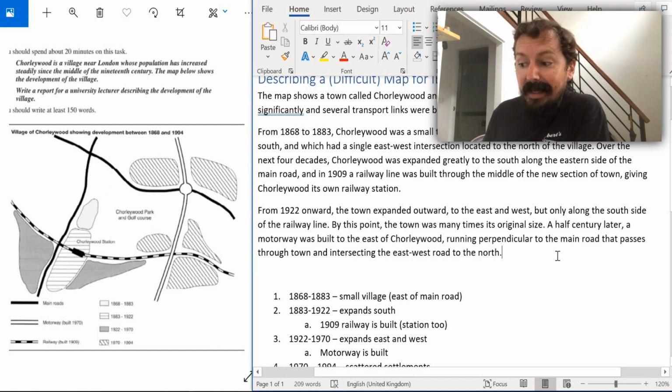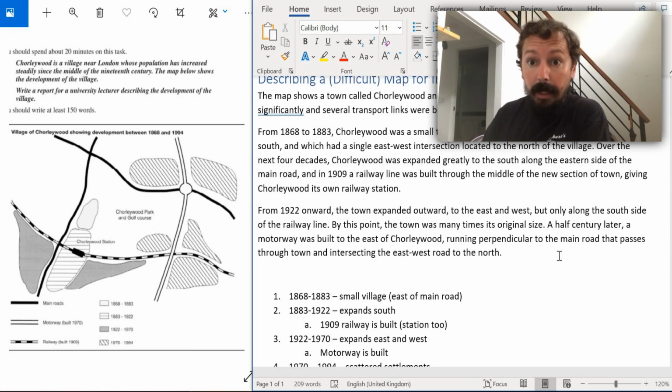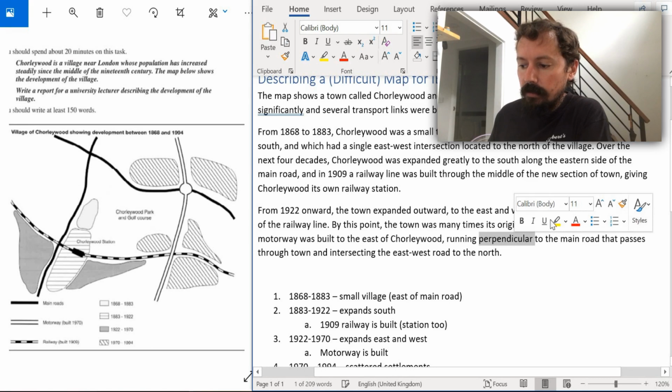Right, next sentence then. A half century later, it's another way of saying 50 years. A motorway was built, so we're using the passive form again. By who? We don't know, or we don't need to say. Was built to the east of Charliewood. We can see that here. It's very much to the east of it. Running perpendicular. So there we go.